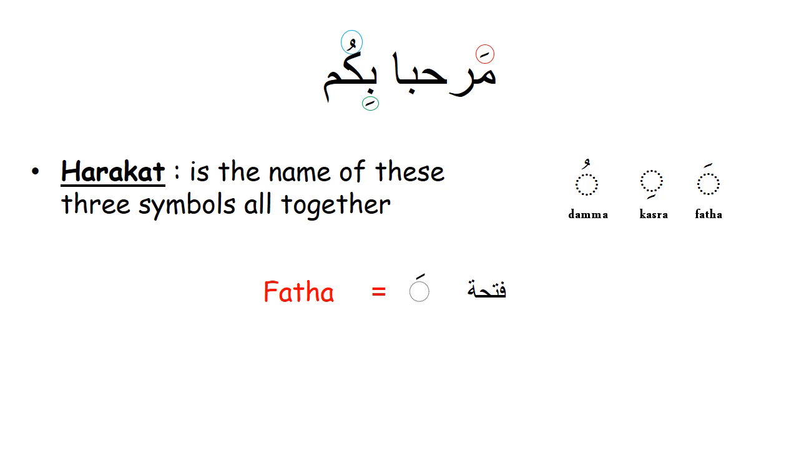The one encircled in red is called Fattah. The one encircled in green is called Kasra. And the one encircled in blue is called Damma.